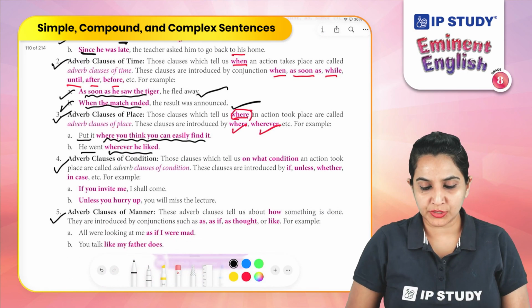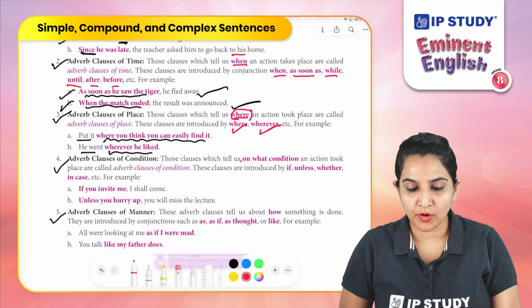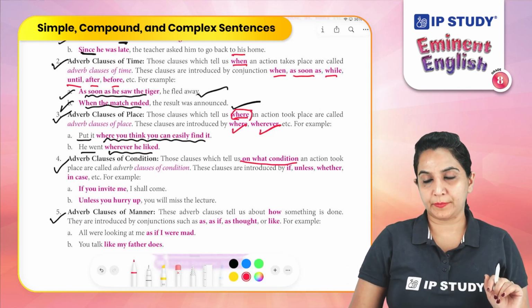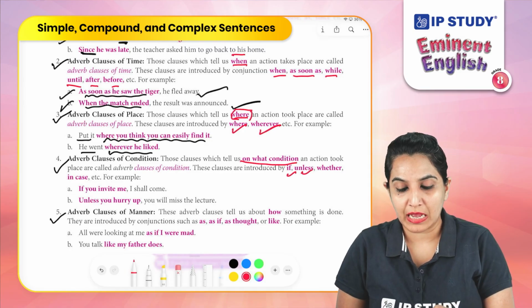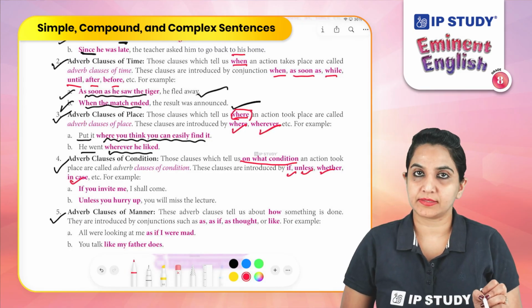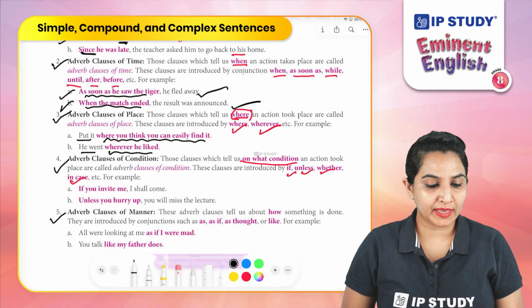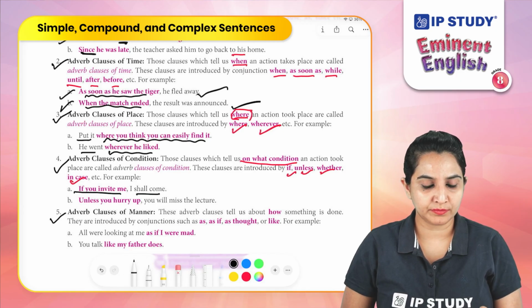Adverb clauses of condition, they tell us on what condition an action took place, and they are introduced by the conjunctions if, unless, whether, in case. For example, if you invite me, I shall come. Unless you hurry up, you will miss the lecture.